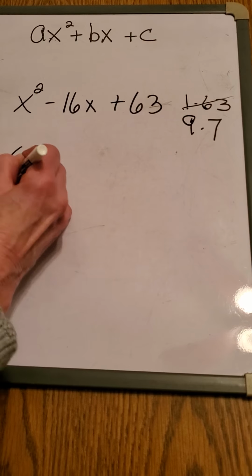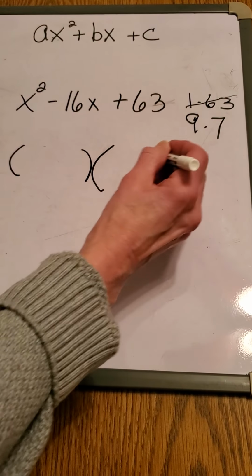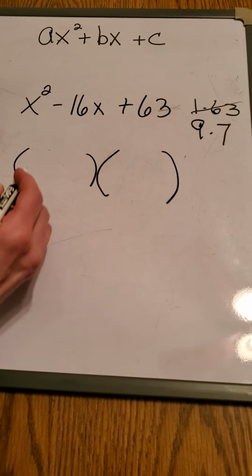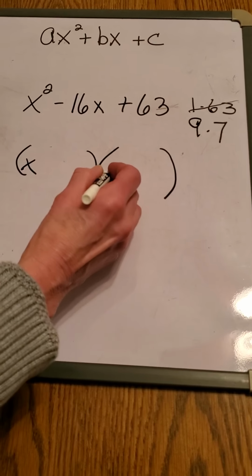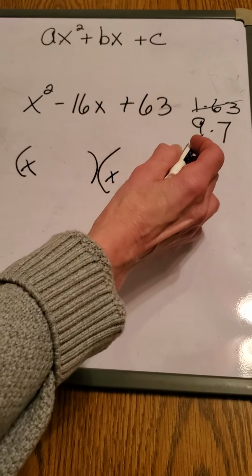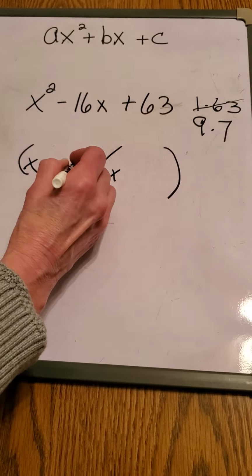So my next step is to write my two parentheses. My first term in either parentheses will always be an x, and my second terms in each parenthesis will be my 9 and my 7, my factors.